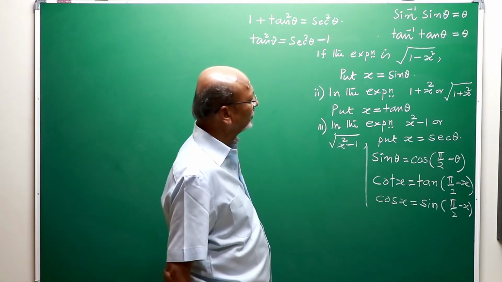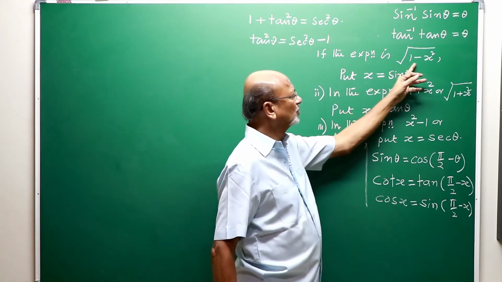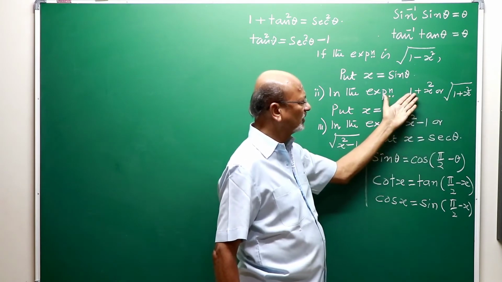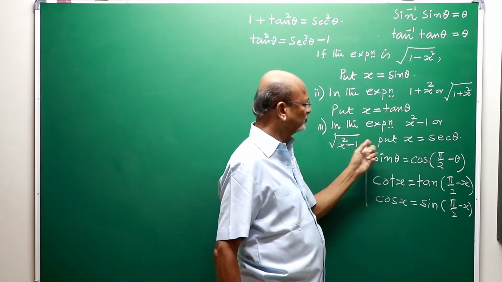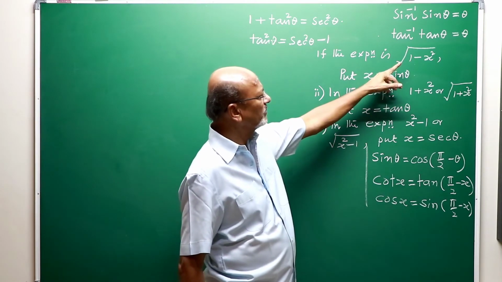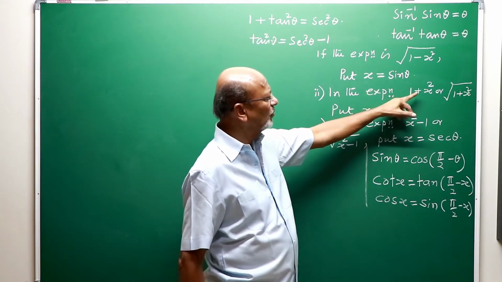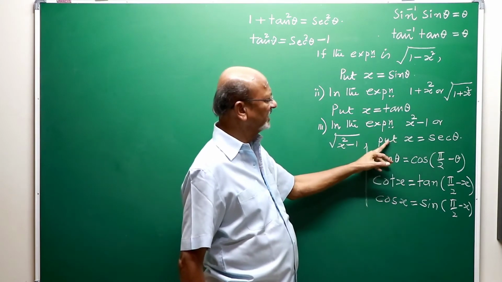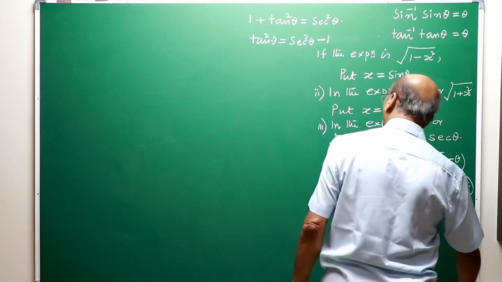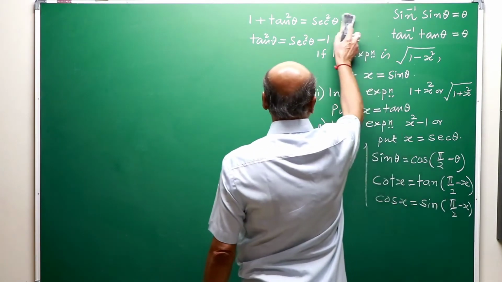You have some very good examples based on root 1 minus x square, root 1 plus x square or 1 plus x square, and x square minus 1 or root x square minus 1. Remember: 1 minus x square, sine; 1 plus x square, tan; x square minus 1, sec. Now I will do examples based on this.